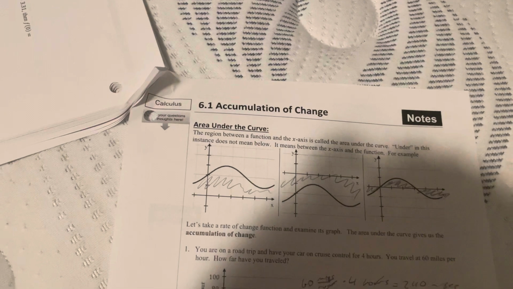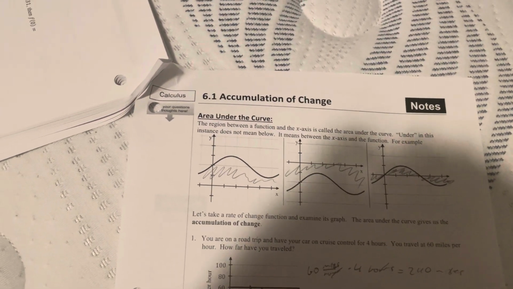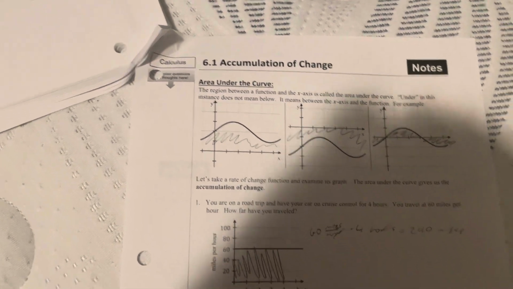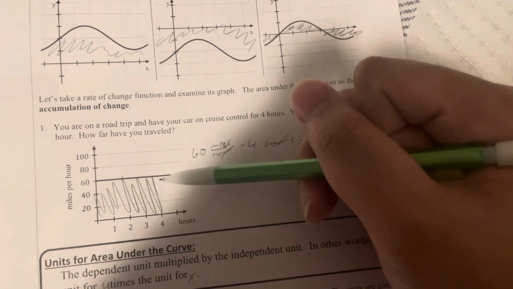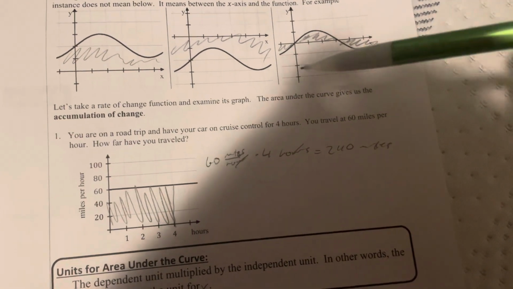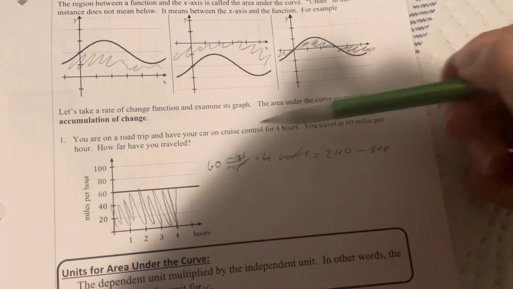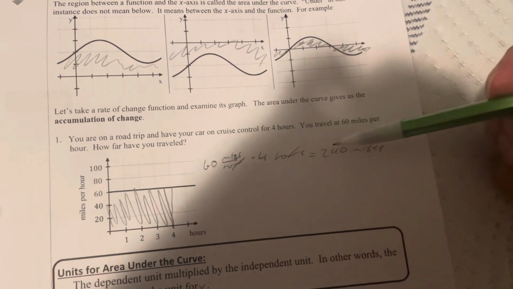1. You are on a road trip and you have your car on cruise control for 4 hours. You travel at 60 miles per hour. How far have you traveled? So this is the area under the curve, and we know it's for 4 hours, so we cut it off here at 4 hours. So this is the area. We know we're going 60 miles an hour multiplied by 4 hours. You cancel out the hours, so you're left with 240 miles.